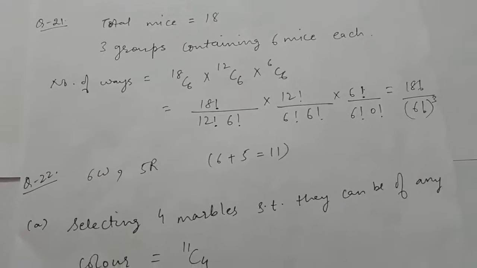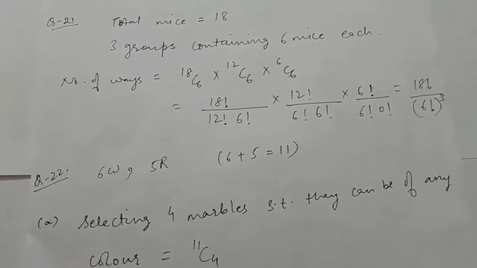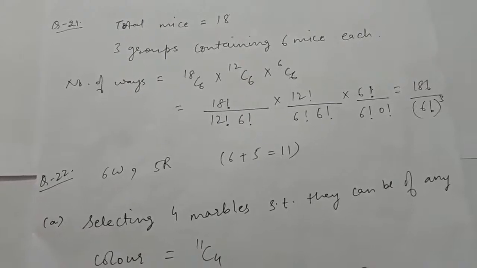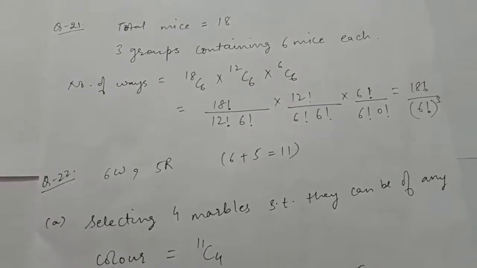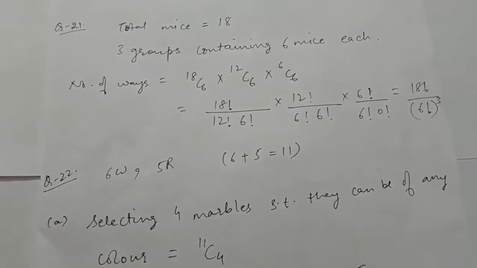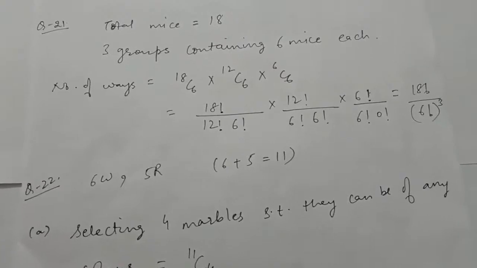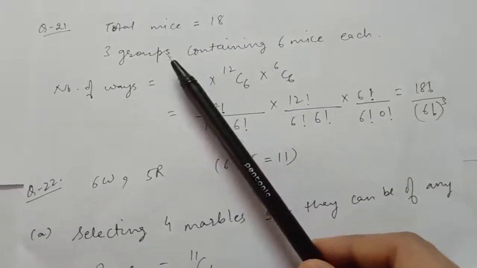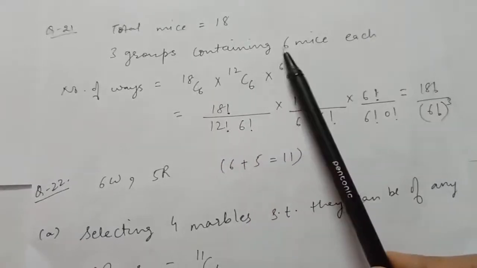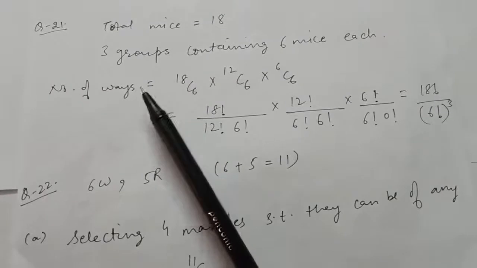So question number 21st is: 18 mice were placed into 2 experimental groups and 1 control group, with all groups equally large. In how many ways can the mice be placed into 3 groups? Now see, there are a total of 18 mice and we have to make 3 groups which are equally large. That is, each group will contain 6 mice, right? They are asking the number of ways.